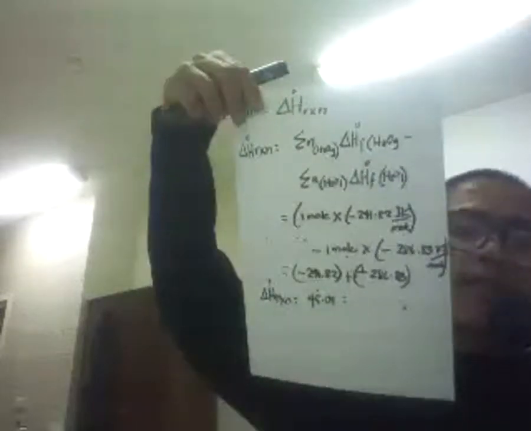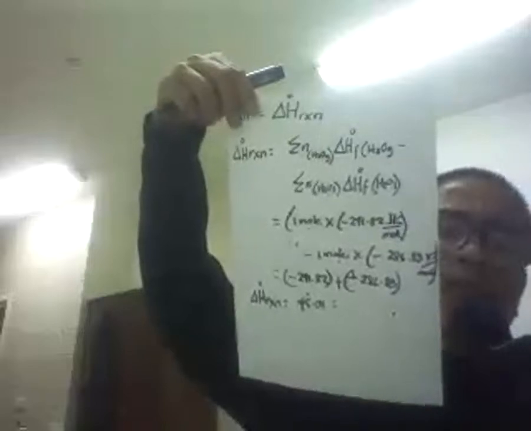Okay, again, negative 241.82 plus 286.83 is equal to 45.01. So our delta H of formation in the reaction is equal to 45.01. The mole will be cancelled here, class. The mole will be cancelled with the delta H formation, which is kilojoules per mole. So what will be left is the kilojoules only.